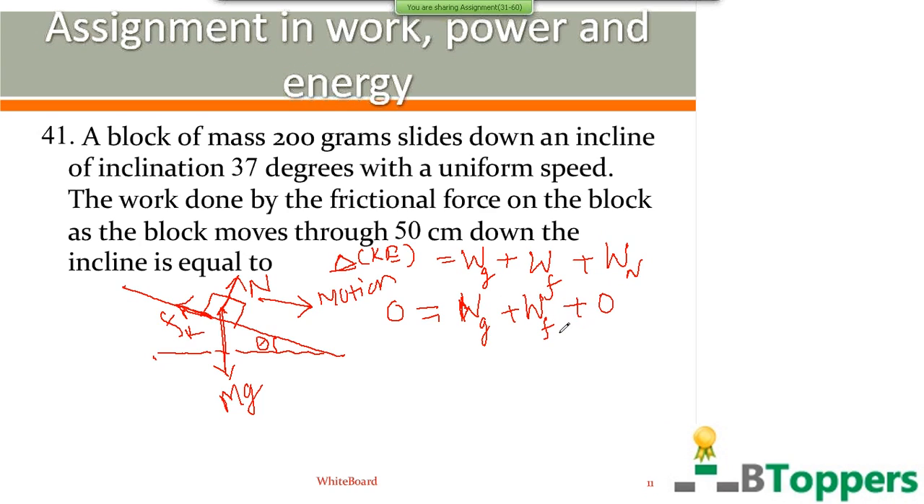Work done by normal reaction on the block can be taken as 0 because the normal reaction force on the block acts perpendicular to the direction of displacement of the block. So work done by force of friction on the block, W subscript f, represents work done by friction force on the block. It is equal to negative of work done by gravitational force on the block. As I discussed in the past, the block falls through a vertical height h. Work done by the gravitational force on the block, you can write mgh.